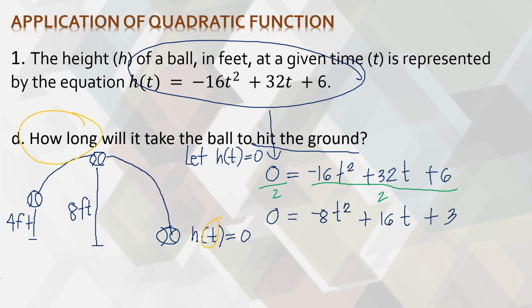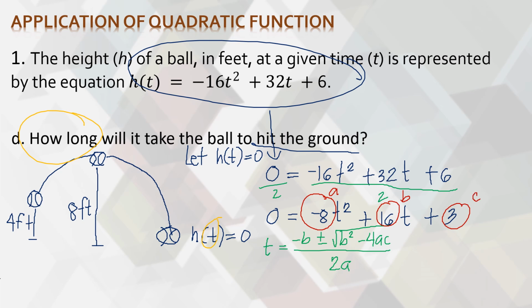And after this, since we're looking for time, we may now use the quadratic formula. And recall the quadratic formula. Looking for time, time is equal to negative b plus minus square root of b squared minus 4ac divided by 2a. But what are the values here? What are these a, b, and c we're referring? Negative 8 is a, 16 is b, 3 is c. Now substitute that to the given quadratic equation at tingnan natin kung ano magiging sagot.